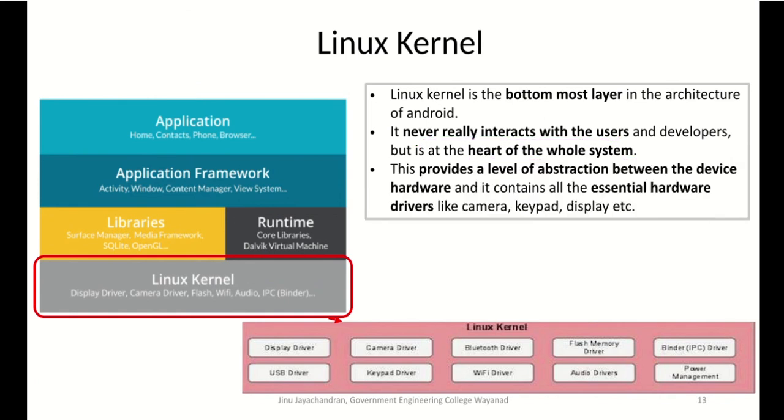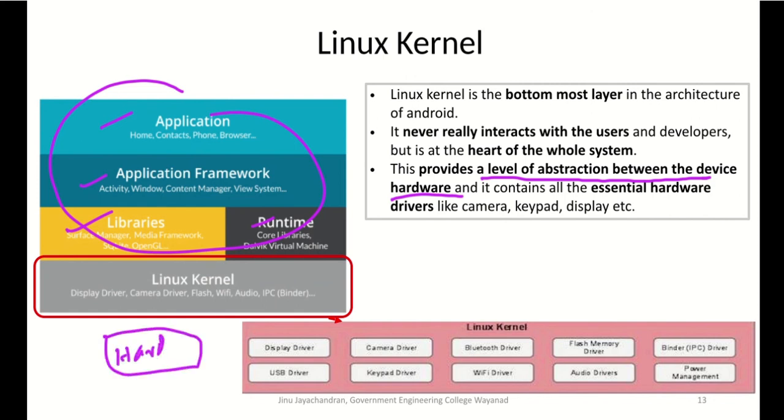Now, the Linux kernel provides a level of abstraction between the device and hardware. Abstraction means something which is being hidden. Whatever is above the Linux kernel, libraries, application framework, etc., is the software part, and you can see that there is some kind of hardware which sits underneath. So the Linux kernel provides an abstraction, it hides the hardware from all other layers.